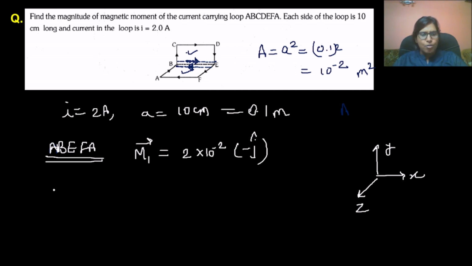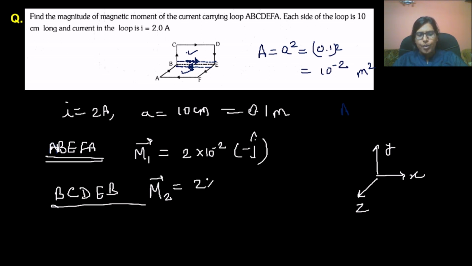Similarly, write the equation of M for the loop B, C, D, E, B. M2 will be: number of turns is 1, I is 2, area is 10 raised to power minus 2. Now curl your fingers in the direction of current, then the thumb will represent the direction of M. So this loop is lying in the XY plane, and if you curl your fingers in the direction of current, then your thumb will be inside the paper. That means it will represent the minus k cap direction.